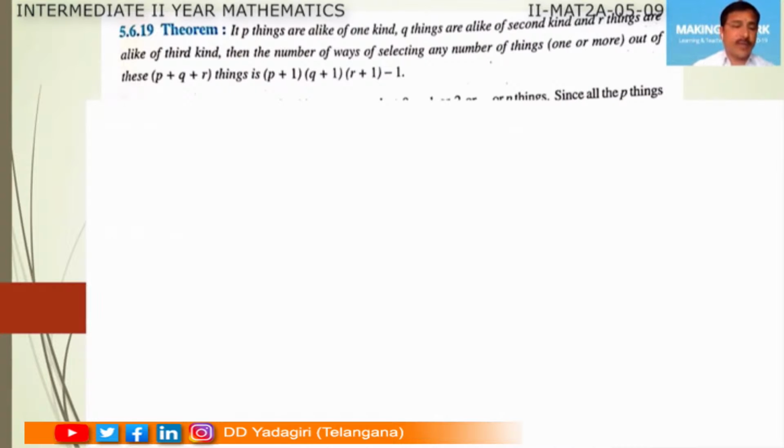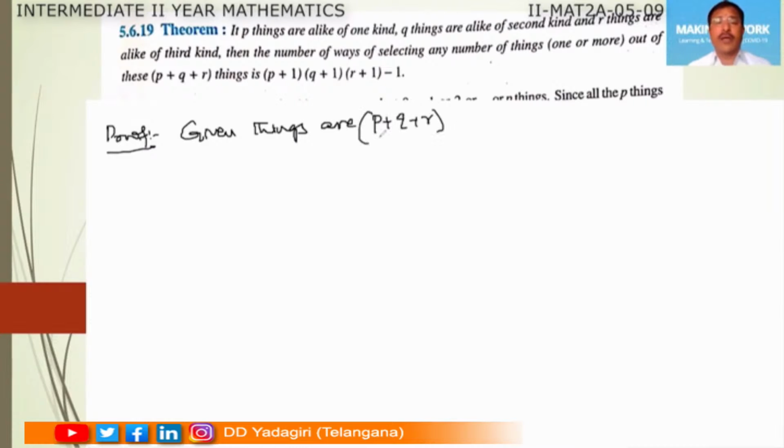So P things are alike. Now, given things are P plus Q plus R. Now, from this P plus Q plus R things, we can select any number of things at a time, 1, 2, 3, 4, or we can choose all the P things, or all the Q things, or all the R things, or all the P plus Q plus R things. Any number of things can be selected at a time.